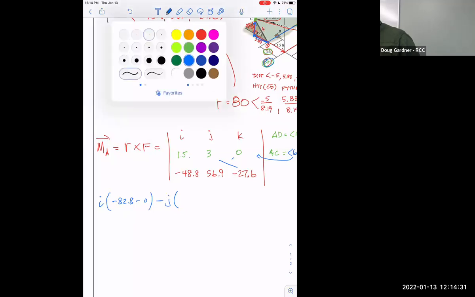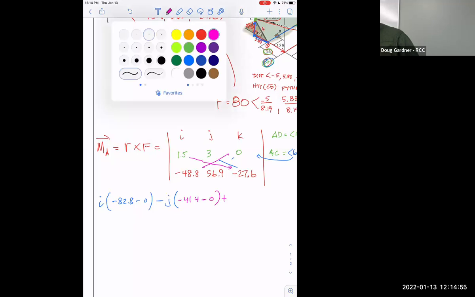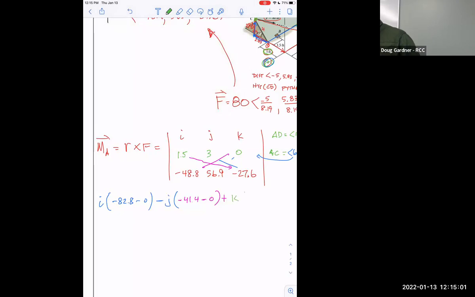Let's go pink. Pink never gets any play. 1.5 times 27.6, but that's negative. So I got negative 41.4. And then, oh, again, 0. So always minus, but 0. And then this next one's always plus, but now we're switching to K, Z. And so K would be 1.5 times 56.9, which is, and that's positive times a positive. So that's 85.35.